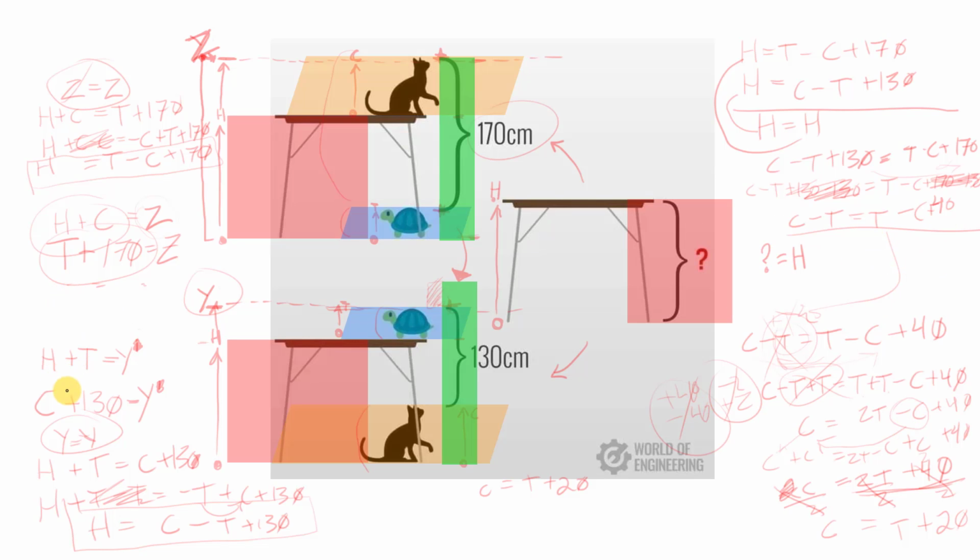So if c equals t plus 20, how are we going to get the rest of the information? Take a look at all of this. How are we going to go back? Let's take one of these formulas. How about the height equals t minus c plus 170? What do you think about that? That's this one right here. We'll call it I.